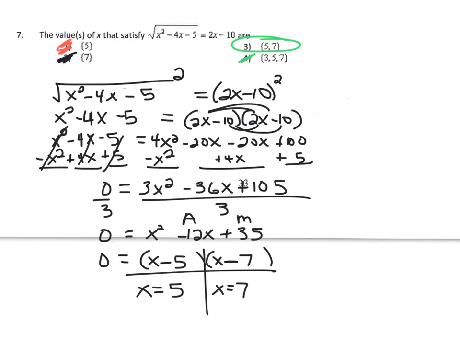And we already did the checks in the beginning of the problem. But at this point, normally what you would do is check. And you would see that the 5 checks as well as the 7. So they're both our answers, so choice 3 is the answer.